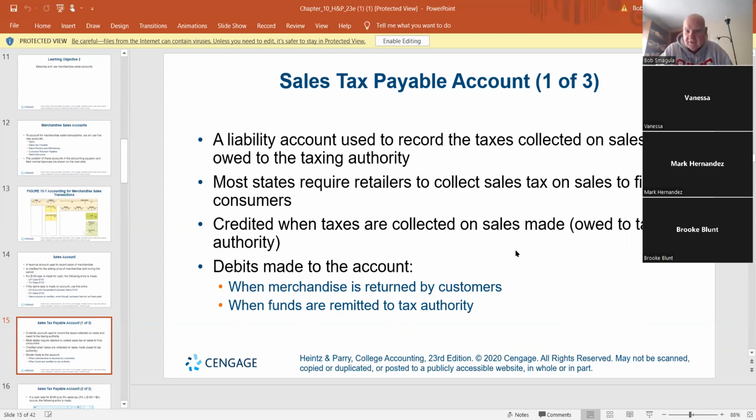Most states require retailers to collect sales tax on sales to final customers. Keep in mind, the only people who pay sales tax are the end users of a product, typically meaning us, the public. When we buy a product from a supermarket or a store, we're the end users. So it's at that point that the sales tax is rendered. When the wholesaler buys millions of dollars worth of toilet paper for shipment to Walmart, there's no sales tax involved. So keep in mind that only the end user pays sales tax, okay? And that's going to be credited when we make the sale, and when we pay the bill, we're going to debit that account.